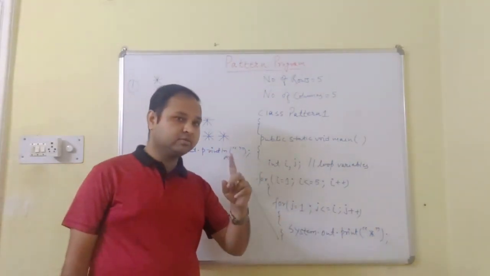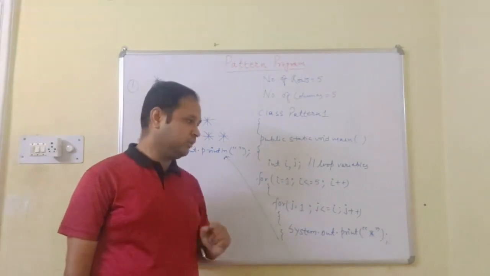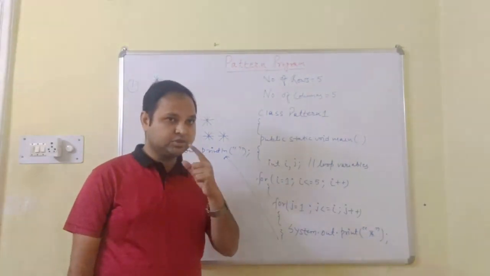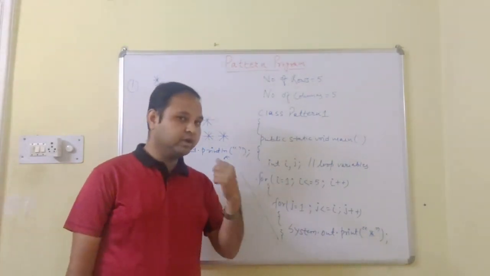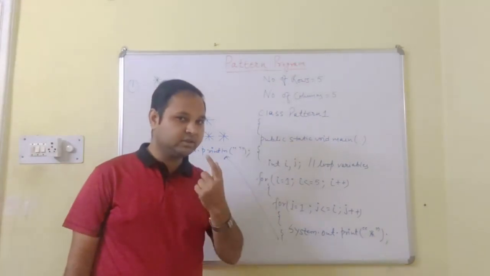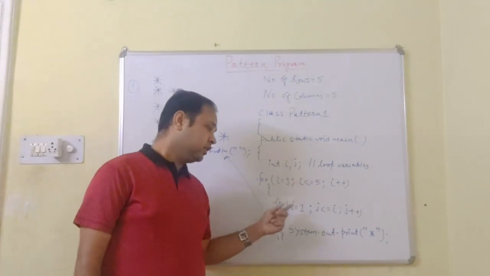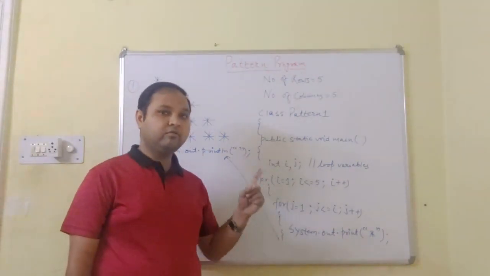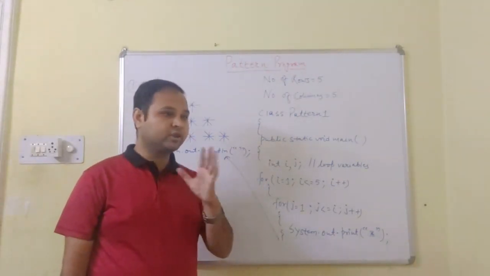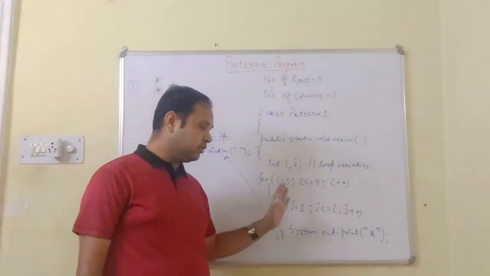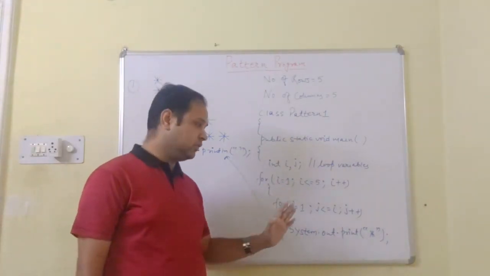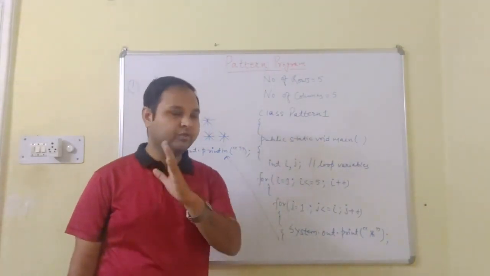So if the value of i is 1, the j loop is going to run 1 time. If the value of i is 2, then the j loop will have 1 and 2. If the value of i is 3, then j will have 1, 2 and 3. If the value of i is 4, then j will have 1, 2, 3 and 4, meaning 4 times it is rotating. And if the value of i is 5, then j will rotate 5 times, meaning 1, 2, 3, 4 and 5.